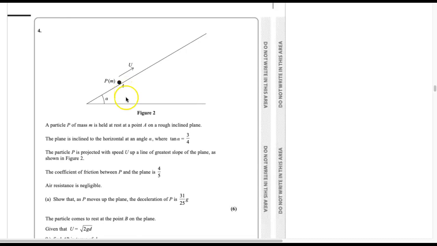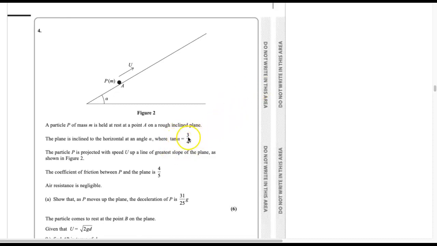This is question number 4 from mock set 5 mechanics. So as we can see, there is a particle P on the slope and the mass of particle P is m. And this slope is inclined at an angle alpha and we know tan alpha.